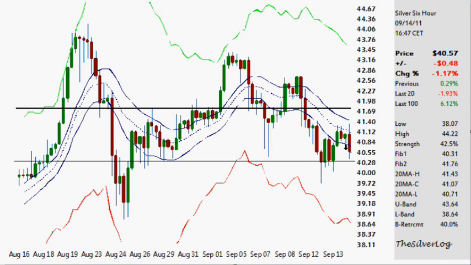Now, if you look at some of these pictures in here, there are what I call an inside period, inside day. And there's one in here. There was one in here. And there's several of them. And what that is when you make a lower high and a higher low from the previous candle.